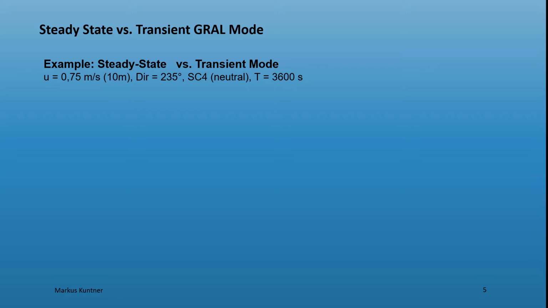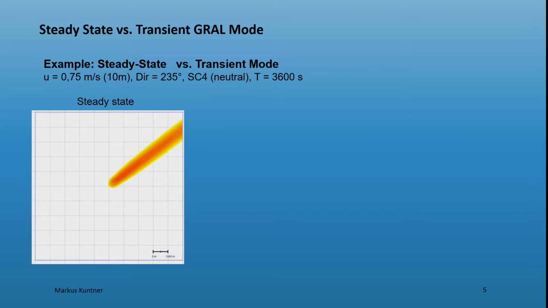Here we see an example. That's a simple point source. We have a low wind situation with 0.75 meters per second, 10 meters above ground. We have a wind direction of 235 degrees, neutral conditions, meaning stability class 4, and a dispersion time of 1 hour. So we see the steady state mode, we get a plume. The squares here have an area of 1000 times 1000 square meters, and in the steady state mode we get a steady state plume for this situation.